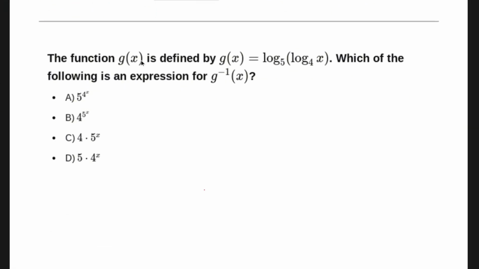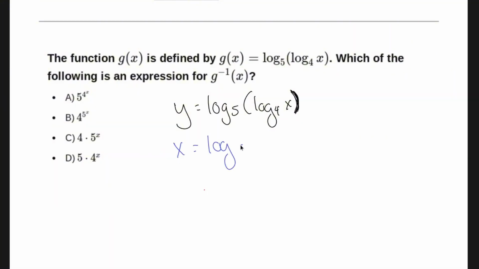All right, last one. The function g of x is defined by g of x equals log base 5 of log base 4 of x. Which of the following is an expression for its inverse? We did one like this. So let's just trade away the g of x with the y. So log base 5 of log base 4 of x. Swap the x and the y. So x equals log base 5 of log base 4 of y.